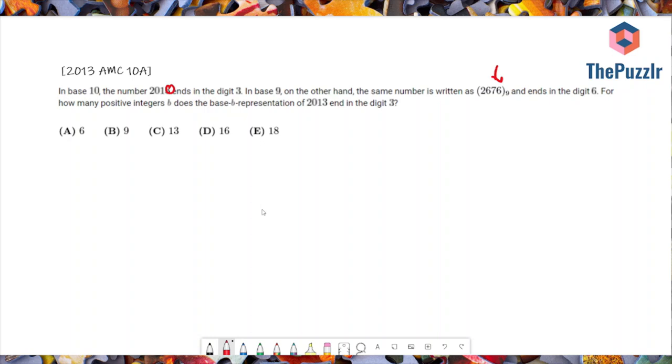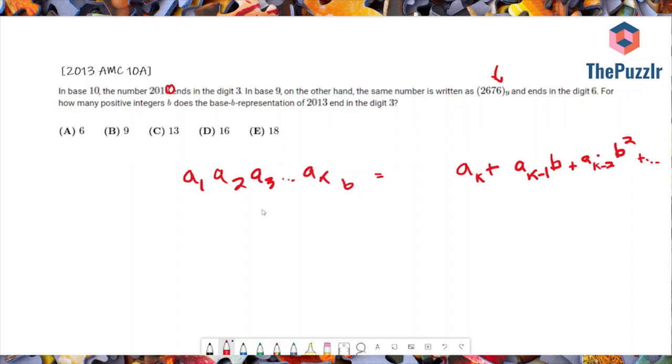So if you remember the definition of bases, if you have a number in base b, let's say a1, a2, a3, and so on to ak, then this number in base b is just equal to ak plus ak minus 1 times b plus ak minus 2 times b squared, all the way to the end. So you start with b to the power of 0 for your ones digit, then b to the power of 1, then b to the power of 2, and so on.